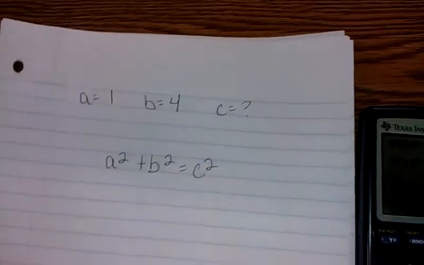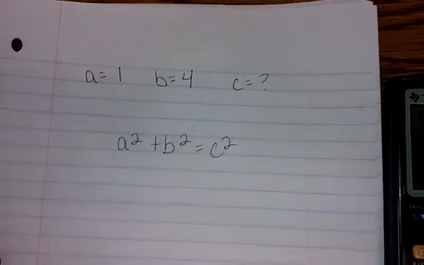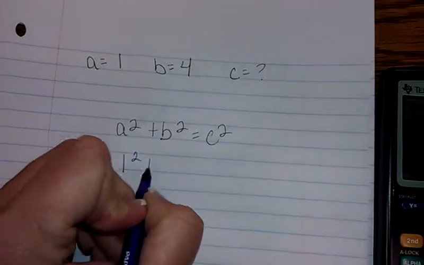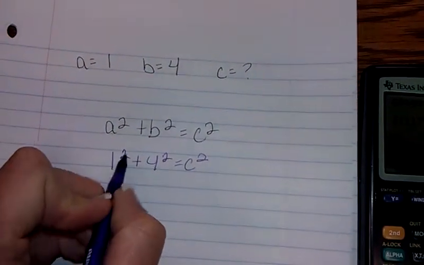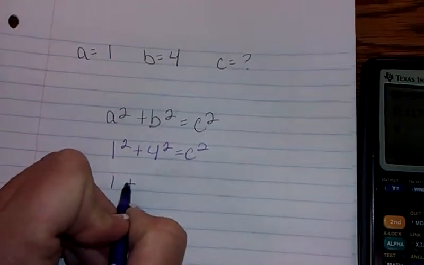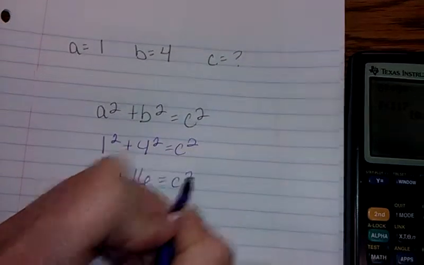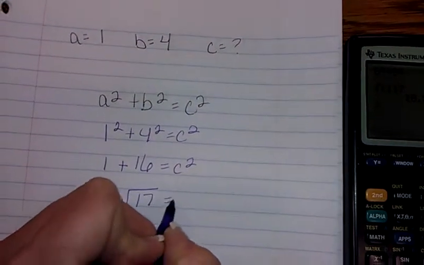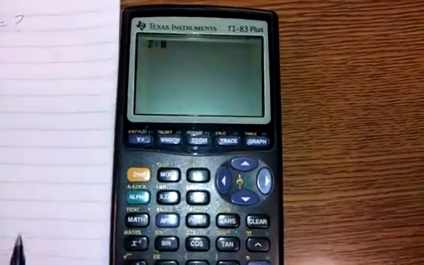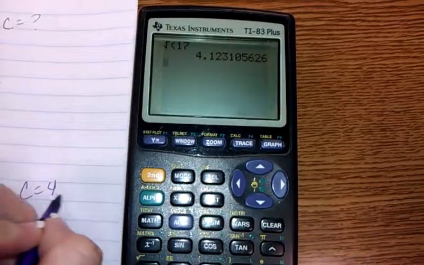Next one. Pause the video, come back and see how you do. I get 1 squared plus 4 squared equals C squared. 1 squared is 1, plus 4 squared is 4 times 4, which is 16, equals C squared. I need the square root of 17 to find C. So I'll come over here, square root of 17. C is 4.12.